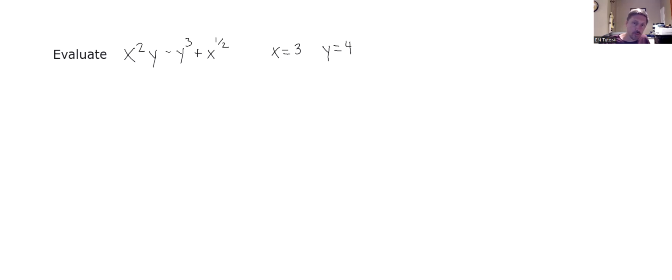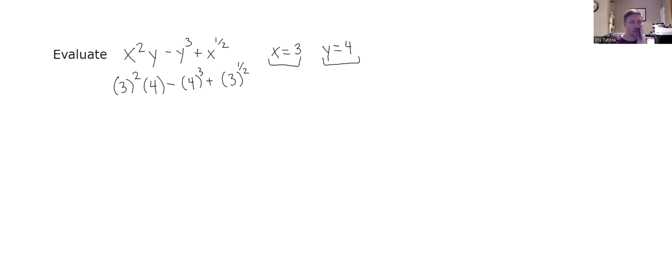So we're going to start just by taking our 3 here, which is what x is equal to, right? See that here, and plug it in for x. And then also anywhere we see y, we're going to plug in the 4. So we'll put a 4 here. Minus, again, y is 4. So 4 cubed plus x is 3. So this is going to be 3 to the 1/2 power.